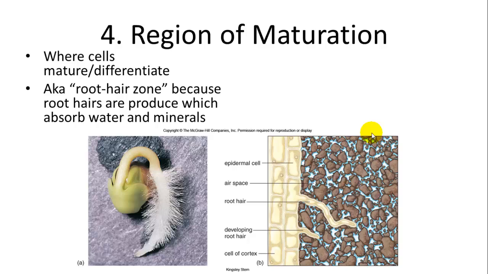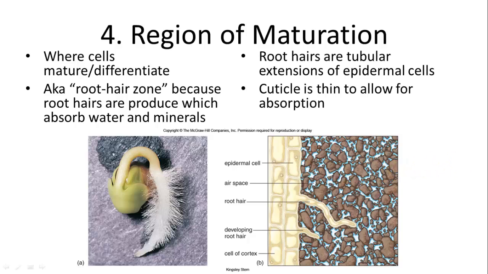The fourth region is the region of maturation, and this is where the cells are then differentiating into different tissues. This is also called the root hair zone because it generally has lots of root hairs if they are present. And here's a picture of some root hairs here. And root hairs are tubular extensions of epidermal cells.